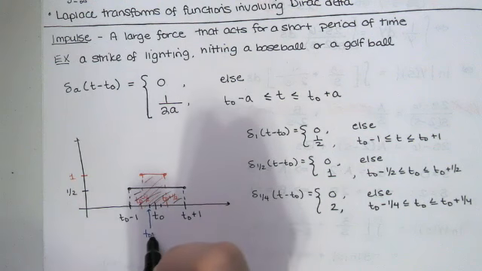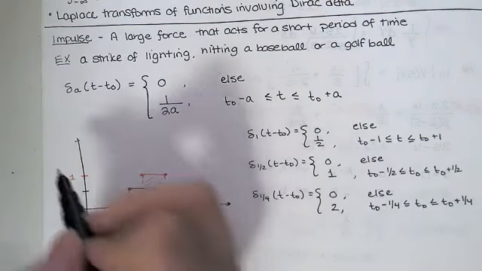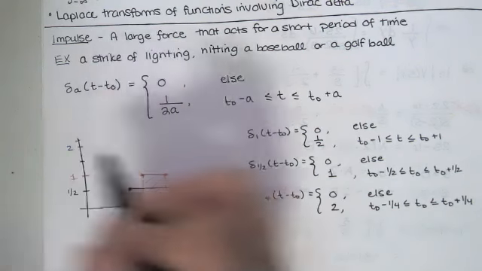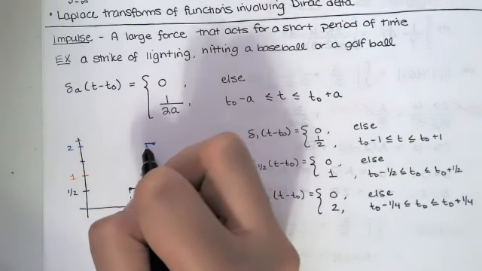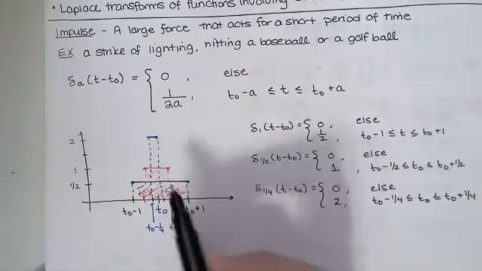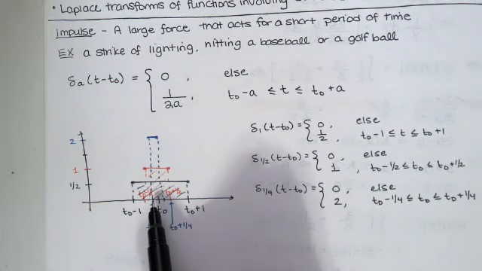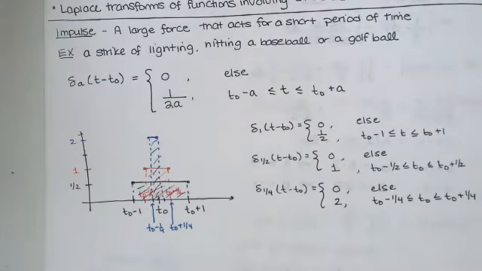This is t naught minus 1/4, and this is t naught plus 1/4. And again, it's not to scale. But the area under this curve is the distance from t naught minus 1/4 to t naught plus 1/4. Well, that's 1/4 plus 1/4, which is 1/2. So we're going to take 1/2 and multiply it by 2. So that means that area is 1. I claim that all of these areas are 1.